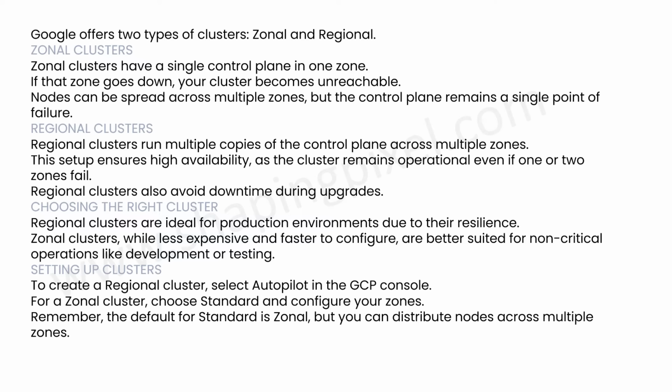To create a regional cluster, select Autopilot in the GCP console. For a zonal cluster, choose Standard and configure your zones. Remember, the default for Standard is zonal, but you can distribute nodes across multiple zones.